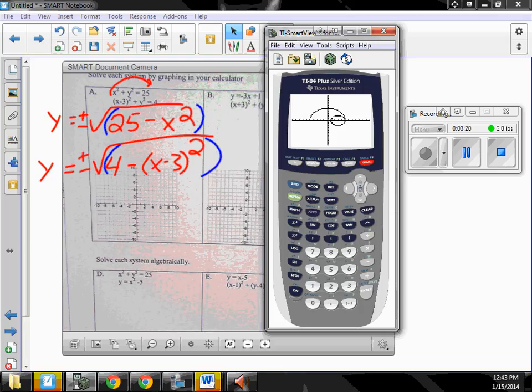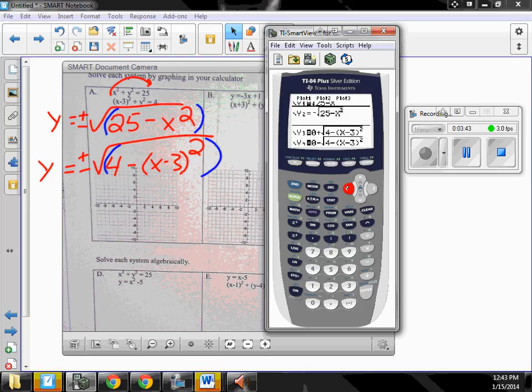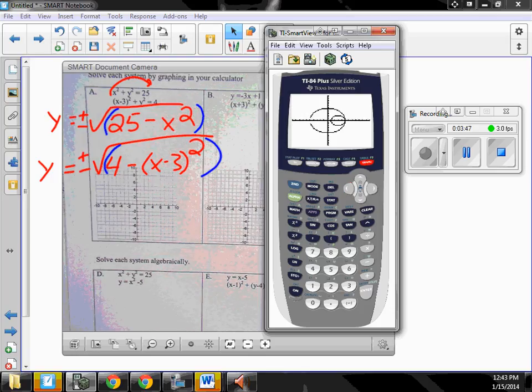Zoom 6. Yes. Oh, hold on, I messed up one of mine. Oh, I see why it didn't work. Okay, so there, that's what it should look like. Now, these don't look like circles, they look like ellipses. If you want to fix that, you could push zoom square, and it will crunch the x-axis down until they're actually circular.